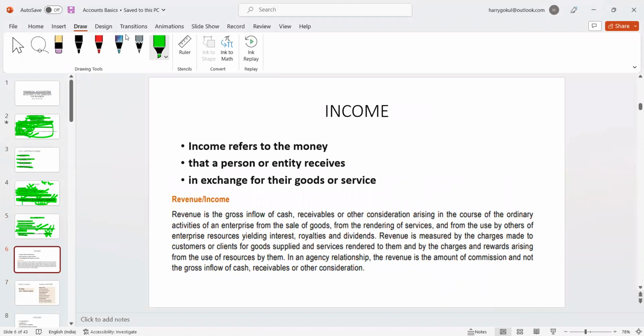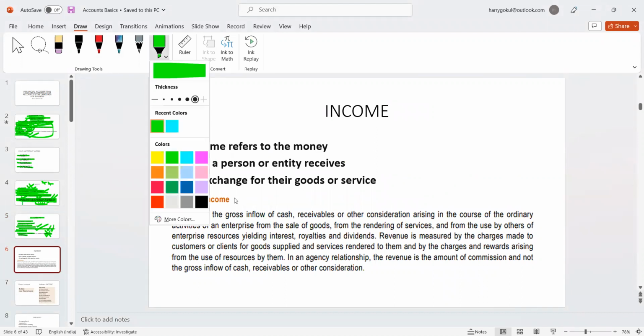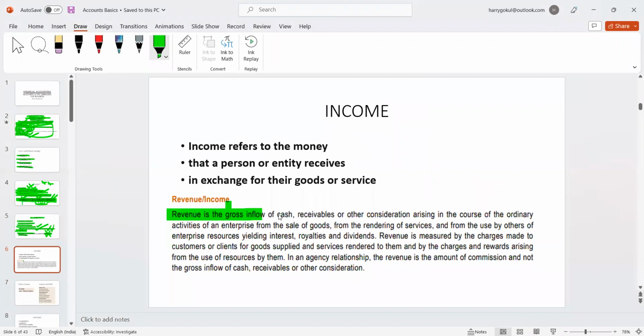Income is one of the most important definitions because we will be using it a lot of times. Revenue is the gross inflow of cash or receivables. I sold a product to Sangeeta. She paid instantly, I don't like credits. Right now I got a gross inflow.